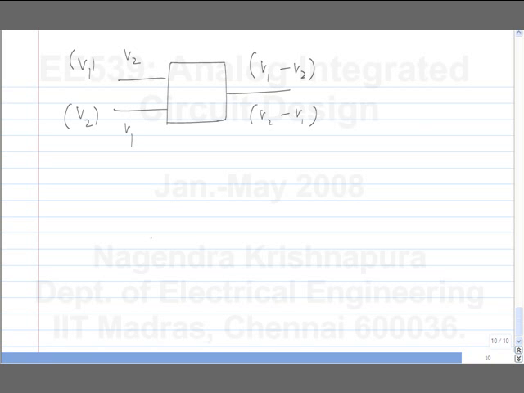When I say they are not ideal voltage sources, I am really hinting towards the input resistance, looking into this port and looking into this port. So is it the same?